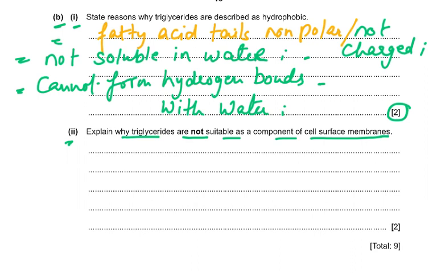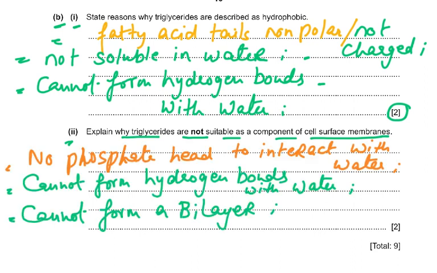In humans, it's called the tissue fluid. And this cannot form hydrogen bonds with water, and it cannot form a bilayer. So those are the reasons why this cannot be a phospholipid bilayer. So basically, no phosphate head to interact with the water, cannot form hydrogen bonds with water, and cannot form a bilayer.